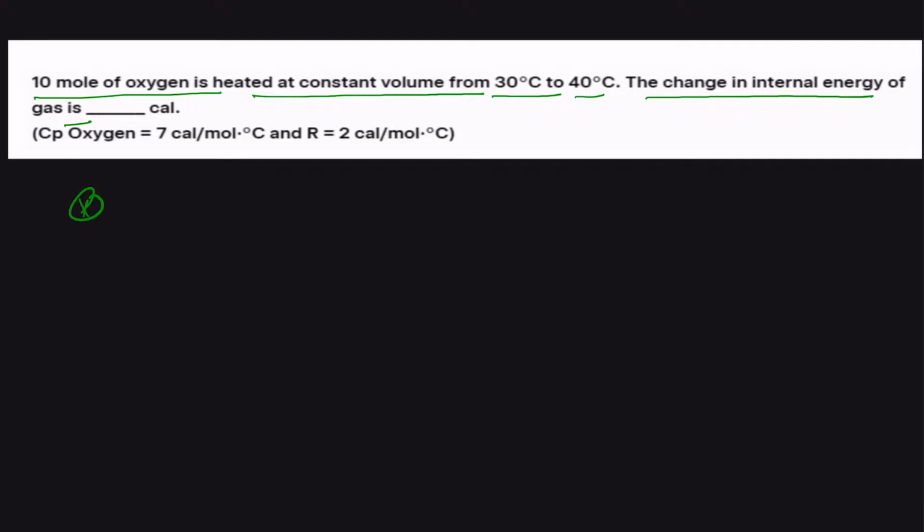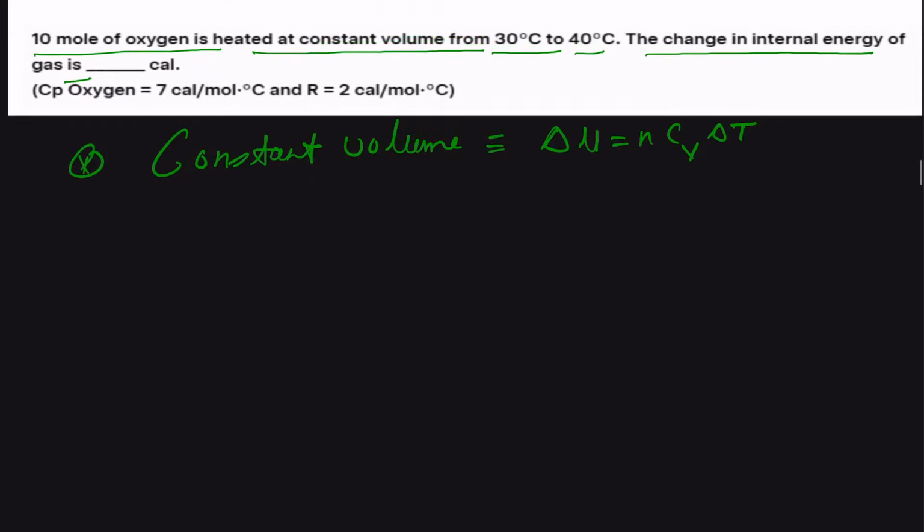We are given that it is a constant volume process. Therefore, the change in internal energy for a constant volume process is only dependent upon the temperature. So this will be n times C V times the change in temperature. And we can easily find out our C V. CP will be equal to CV plus R. Therefore, we get that our CV is equal to CP minus R.